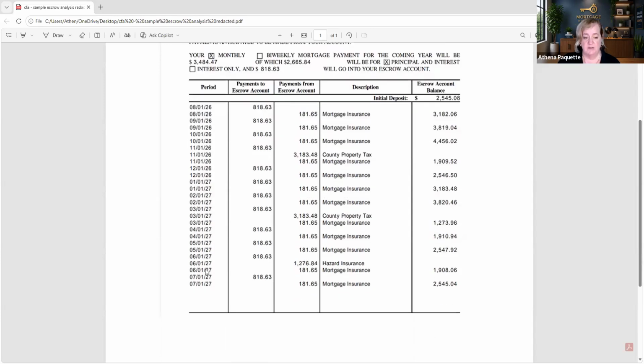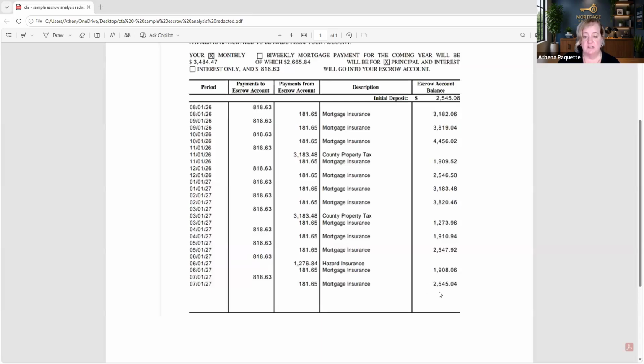Then if we scooch down here, September of next year, the balance has grown, and the hazard insurance, which is the homeowners insurance, comes out of that account, and then also the mortgage insurance. So you see it growing. At the end of the year, she ends up exactly at $25.45, a couple of pennies off what she started with. So what if the insurance goes up by $50?